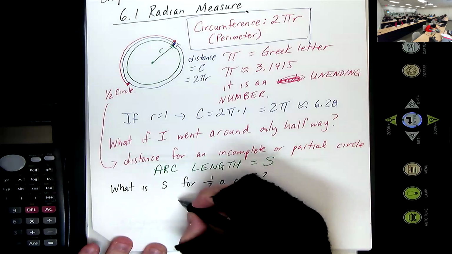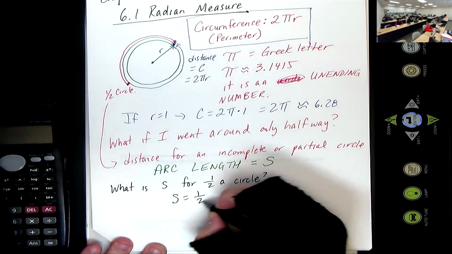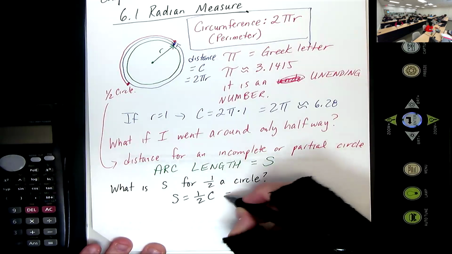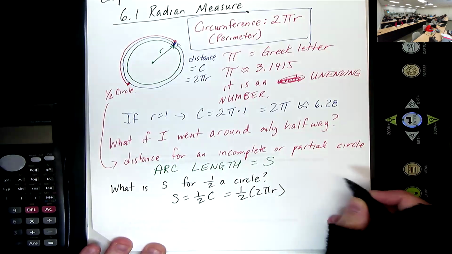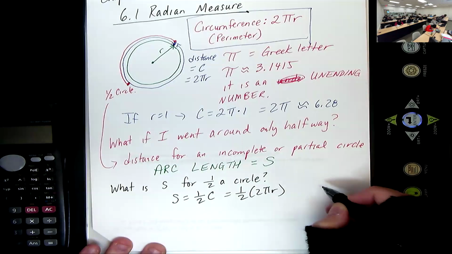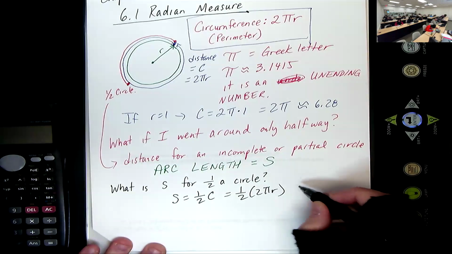Well, we're saying S is 1/2 the full circle. So we say 1/2 times 2 pi r. And the 1/2 and the 2 cancel out and we're left with pi r.